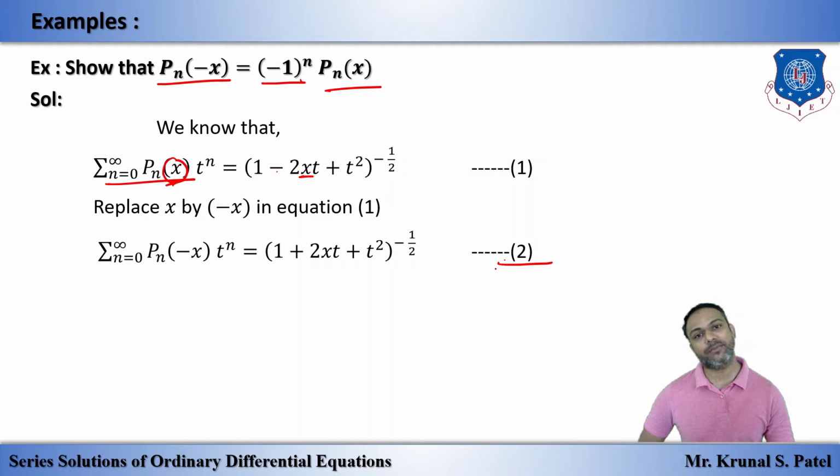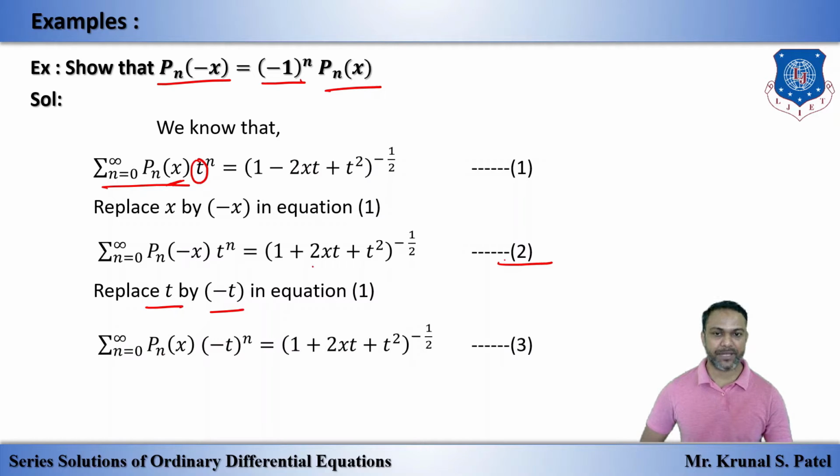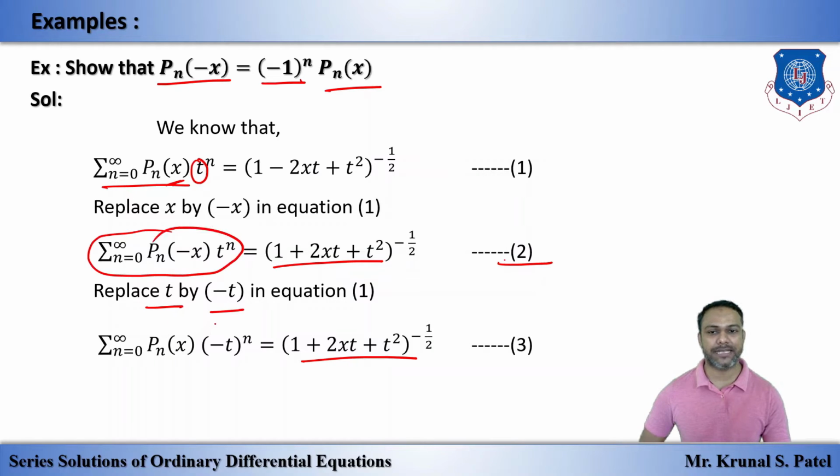Now similarly we will replace t by minus t in equation number 1. The left hand side stays as it is, and on the right side t becomes (-t)^n. On the left, if we put minus t, the term 2xt becomes plus, and (-t)^2 is plus t^2. So we have this. Now you can see that in equation number 2 the right hand sides are equal, so we can equate the left hand sides.